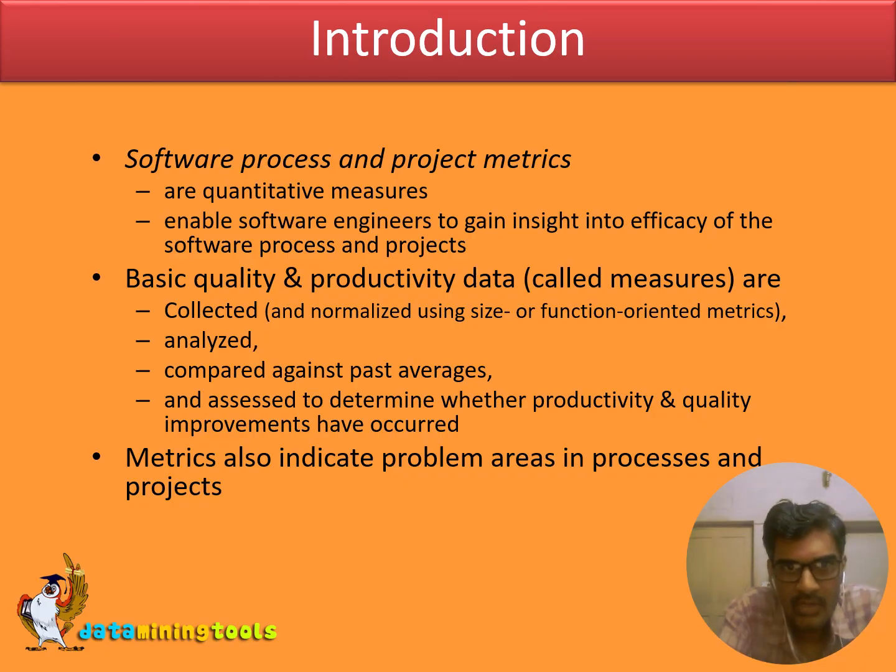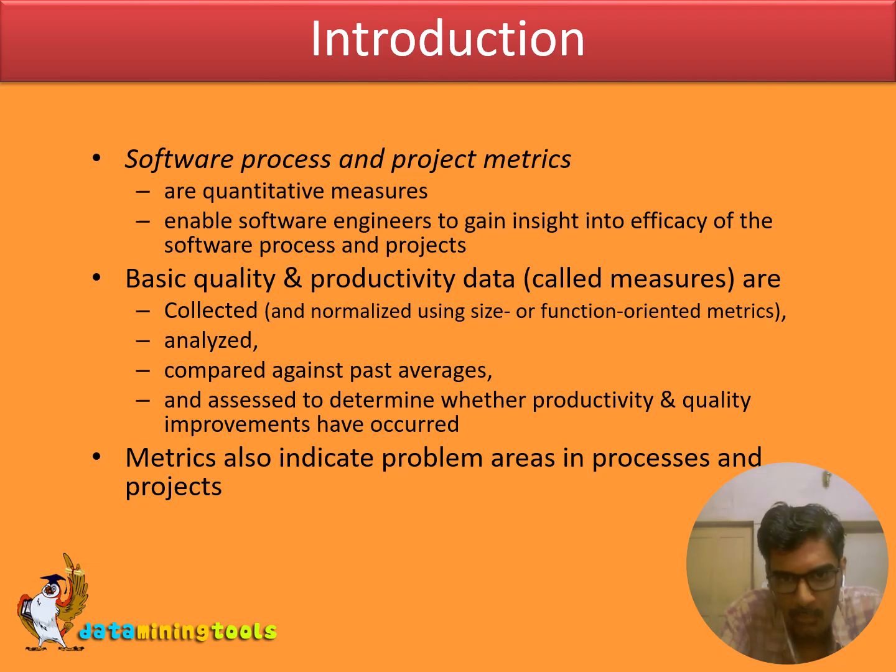Introduction. A software process is a structured set of activities for developing software, typically including specification, design and implementation, validation and evaluation. Next, what is a software project metric? Software project metrics are quantifiable measures used to assess and manage the performance of a project, covering aspects like cost, schedule and productivity.